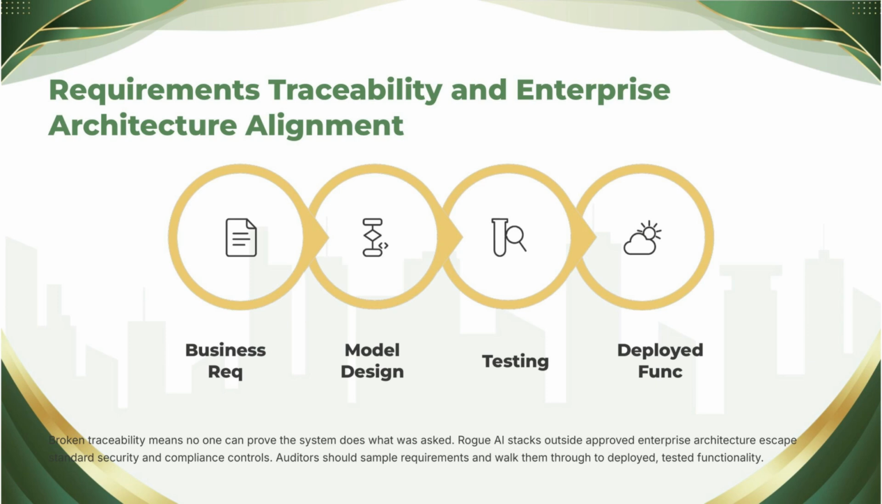For AI, it gets interesting, because requirements now include things like: the model must not use protected attributes or their close proxies. Decisions above this threshold require human review. Fairness metrics must stay within these bands, and explanations must be available for adverse decisions. Now ask the traceability question. For each of those, where exactly is it implemented and which test proves it?